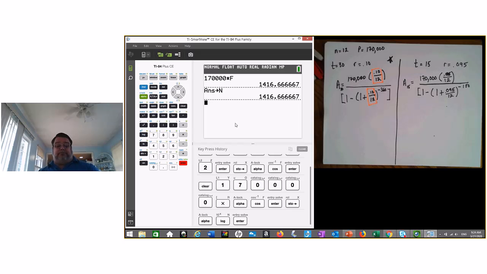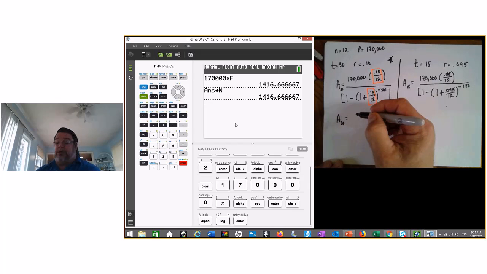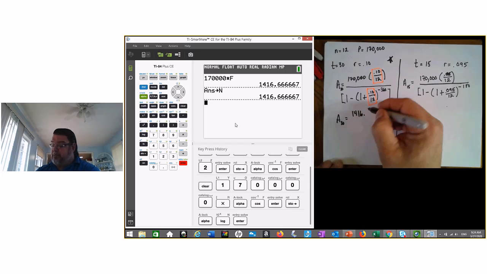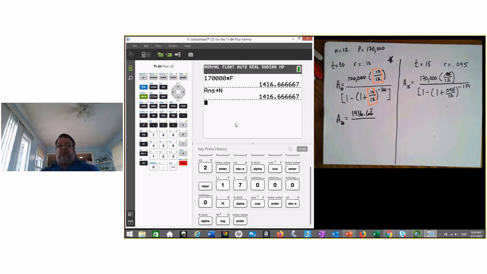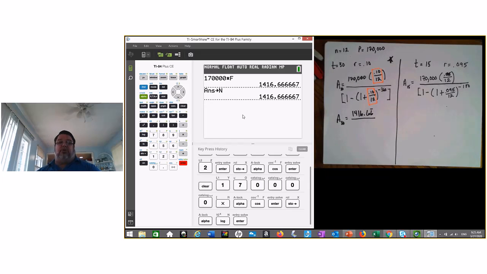Y'all got that? Now, just for video purposes, I'm going to write the numerator, A of 30 is equal to 1416.66 repeating. I'm only doing this for the video. Usually, I would do all of it on the calculator. Some of you might want to write the numerator over the denominator so you can check your work, but usually you don't have to do that.